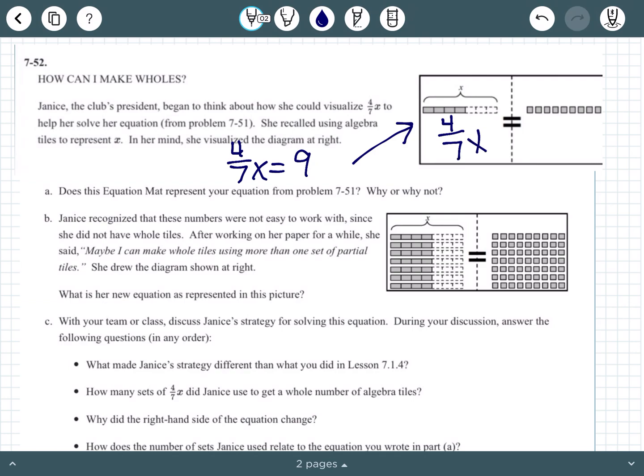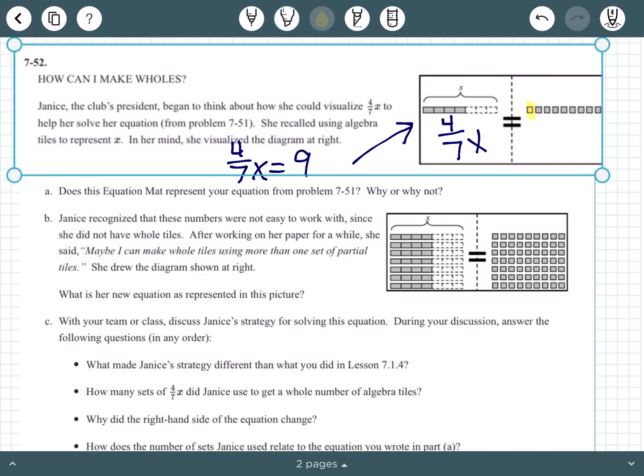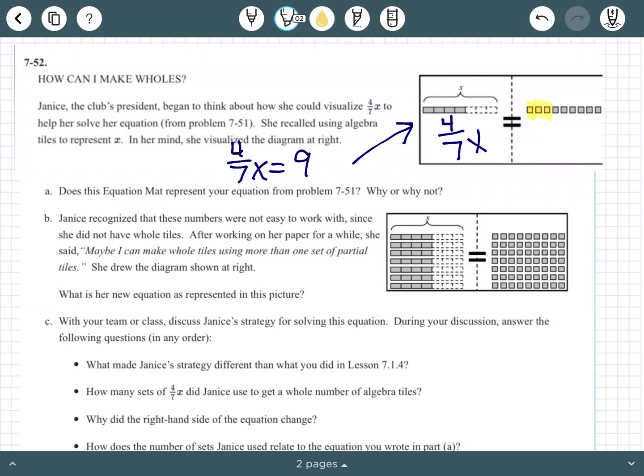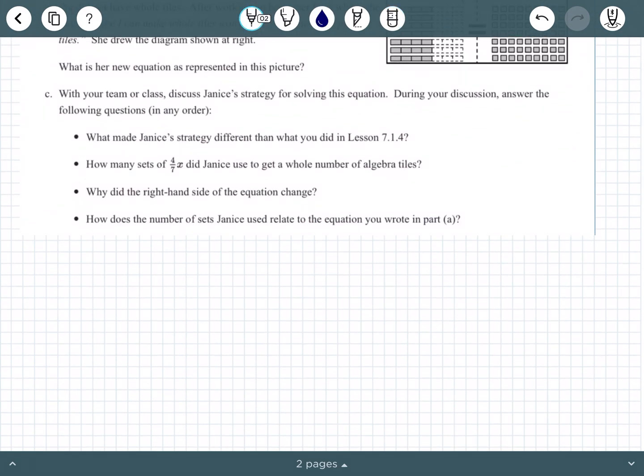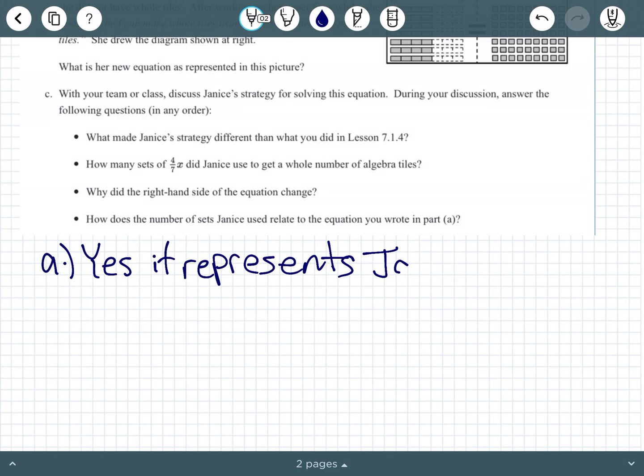So we could say on the left side that we have 4/7 x, and on the right side, let's count them, we have unit tiles or one tiles. So that's 1, 2, 3, 4, 5, 6, 7, 8, and 9. So it does look like we have 4/7 x equals 9, but we need to explain why or why not. So I'm going to go down here, and I will say for A, yes, it represents Janice's equation.